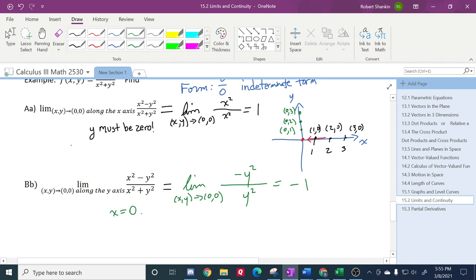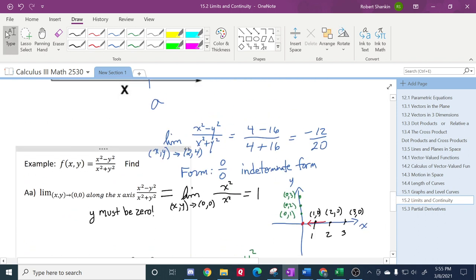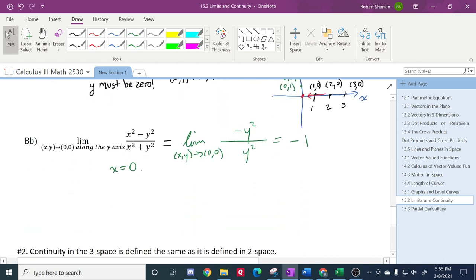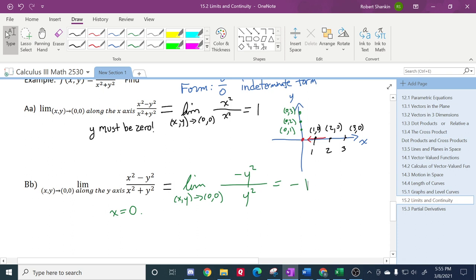So the limit as (x, y) approaches (0, 0). For most situations, it's going to be super simple. You just plug it in. But the ones where we'll really be interested in are the ones that are the indeterminate forms. Just like we were in Calculus 1, because the derivative itself was a fraction that turned out to be an indeterminate form. And when you do this, you can get two different values.